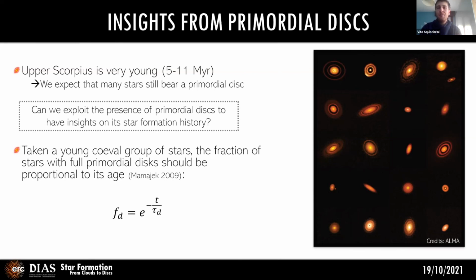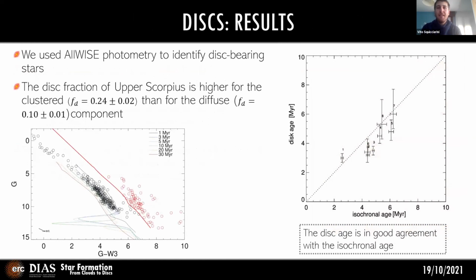And so in this way, we built another time estimate for each of our subgroups. And you can see on the right that this age is in good agreement with the isochronal age estimates. And so, in a sense, we had another independent confirmation that the age spread is real, because we see that the disk fraction in Upper Scorpius is higher for the clustered than in the diffuse component. And you can see in the lower left corner one of the subgroups in which we divided the diskless and the disk-bearing stars in red.